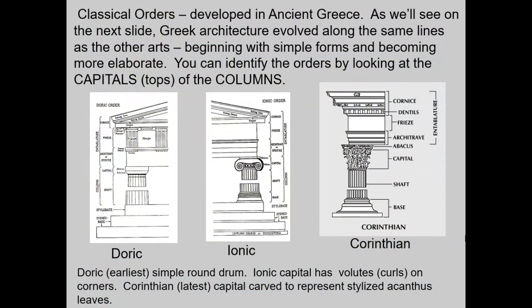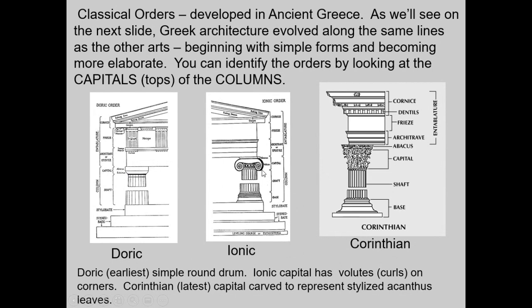They go from very short and squat to a little bit more elegant to very narrow and very elaborate over time. And that's the Doric, Ionic, and Corinthian orders. You can tell the orders apart by looking at the columns on the outside of the building, in particular looking at the top of the column, which is known as the capital. So the top of your capital here in the Doric style is a very simple drum. It's just sort of a round-ish shape.